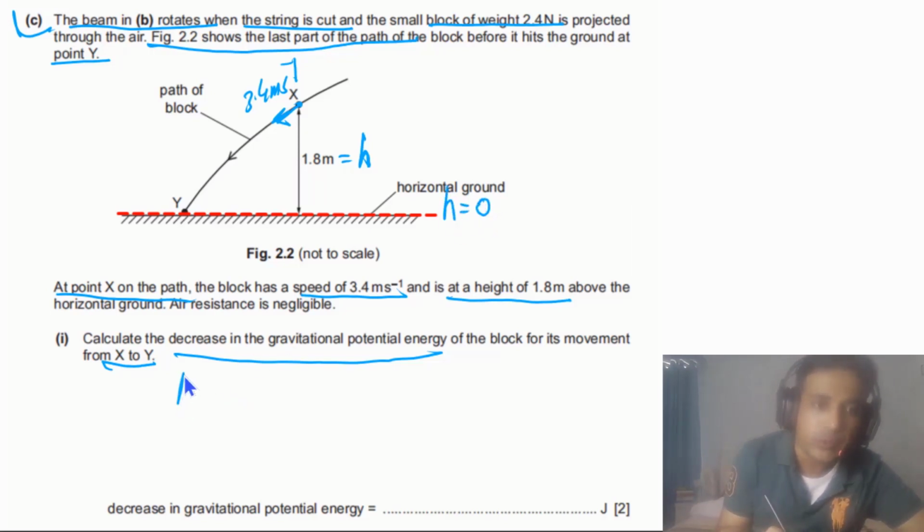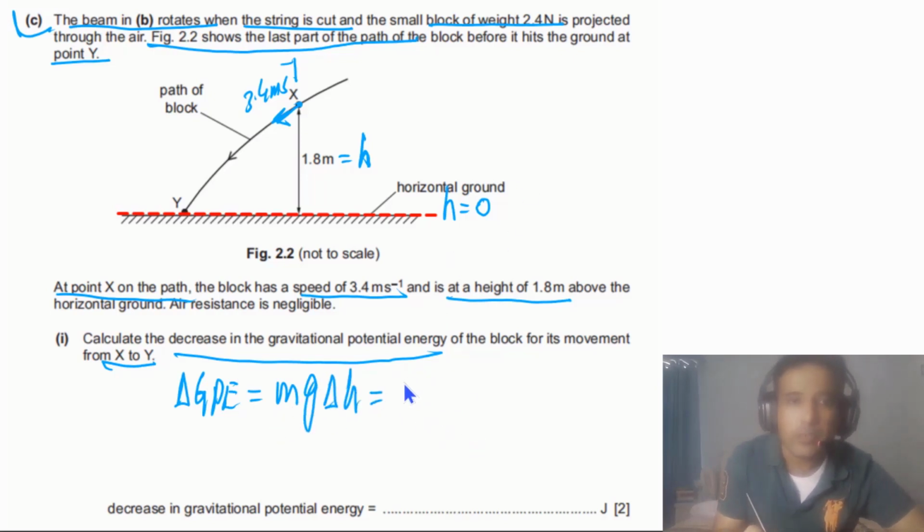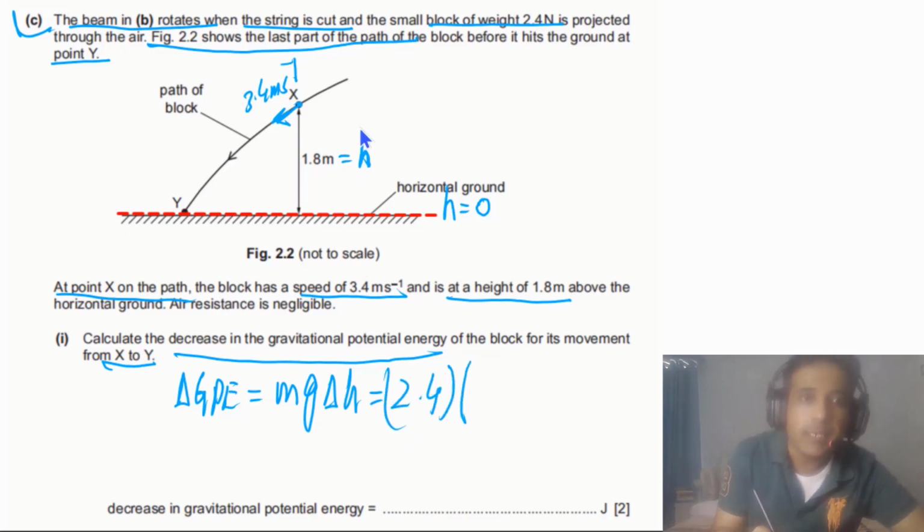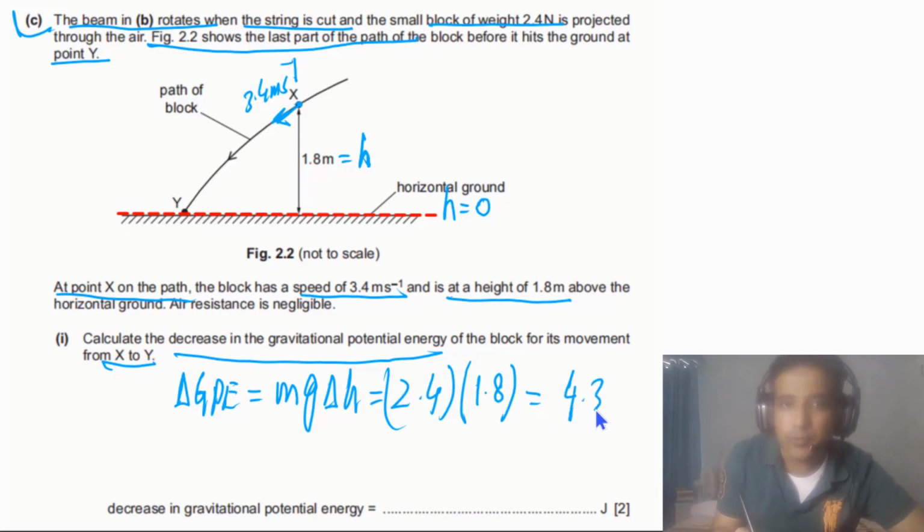Now simply we need to calculate the decrease in GPE. So we can write down delta GPE. This has to be equal to mg times delta h. mg is equal to the weight of the block, and the weight of the block is equal to 2.4 newtons, and the height in this case, delta h, is equal to 1.8 meters. So the final answer is 4.3 joules. So this is our final answer.